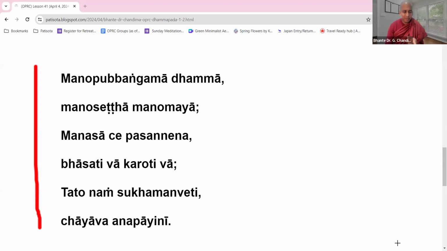Can you repeat the last line, please? Chāyā va. Chāyā va anapāyinī. Anapāyinī. Too long is chāyā. Anapāyinī. Thank you, Bhante.